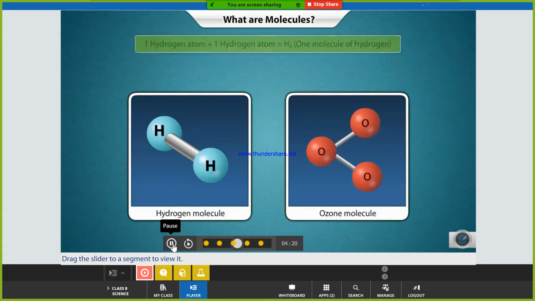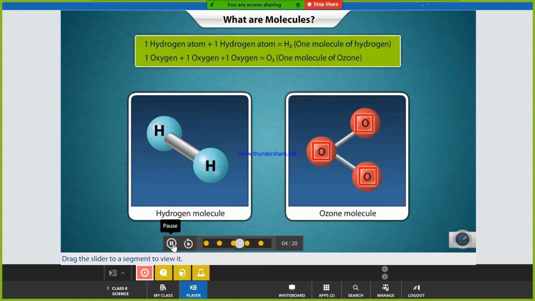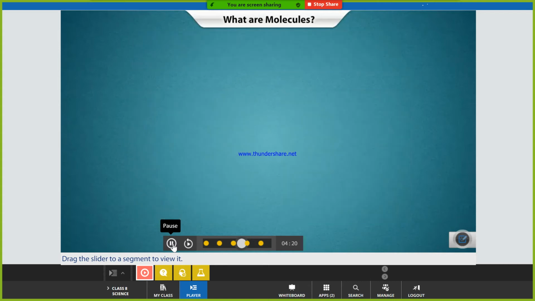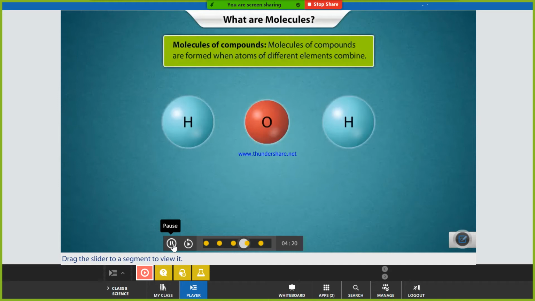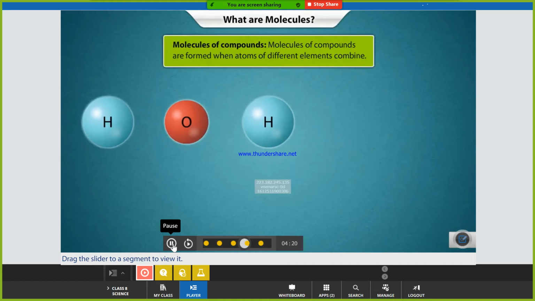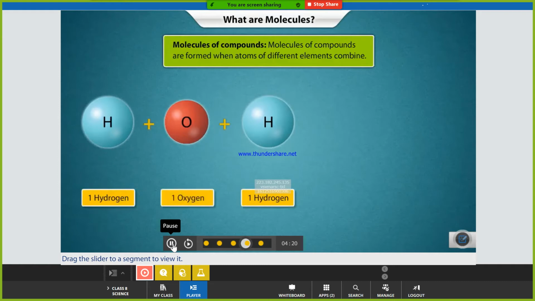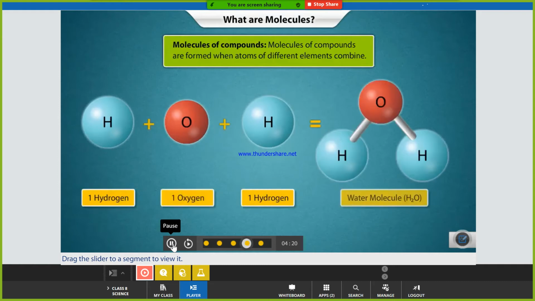For example, a hydrogen molecule is made of 2 hydrogen atoms. Similarly, 3 oxygen atoms combine to form an ozone molecule. When atoms of different elements combine, we call them molecules of compounds. For example, 2 atoms of hydrogen combine with 1 atom of oxygen to form a molecule of water.